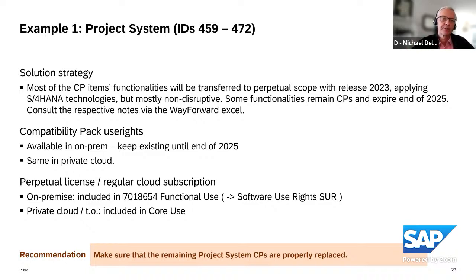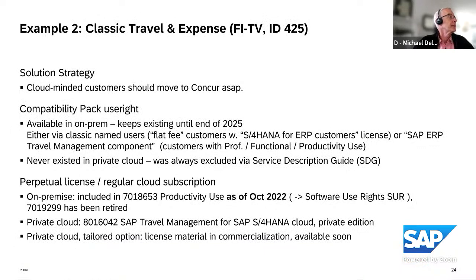So you can read all of that through the notes, and for the project system as well as for the next two examples, I've also added the licensing aspect of it. So the PS functionality in on-premise is included in functional use, and its equivalent in the private cloud, and tailored option, is in the core use, which goes into the FUE calculation. With that, let's move on to the second example.